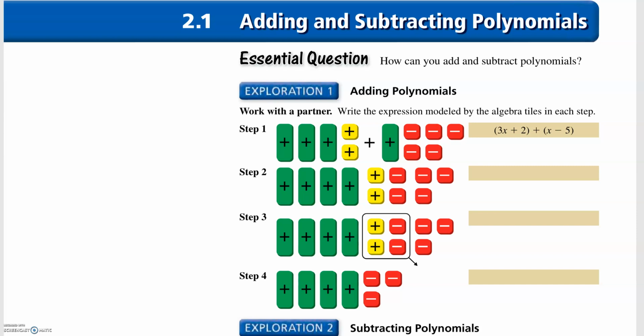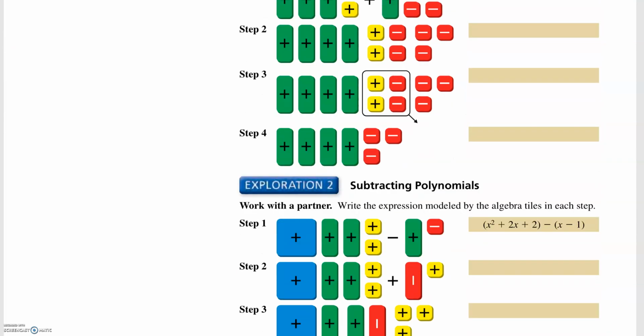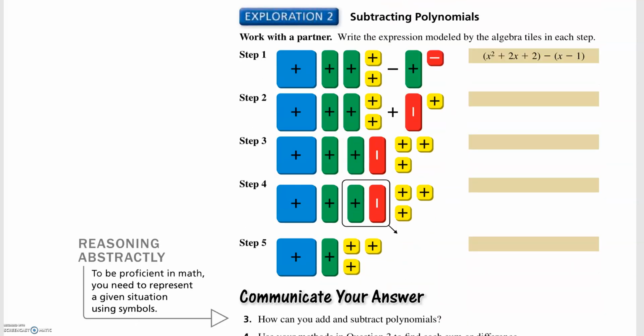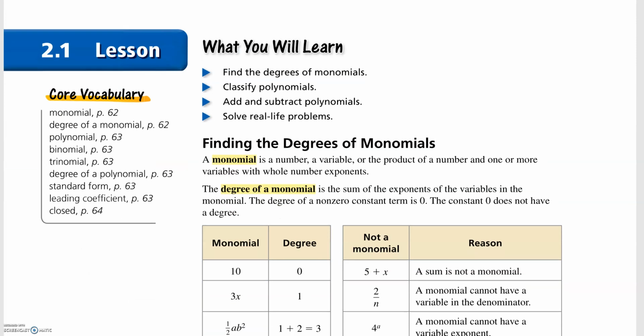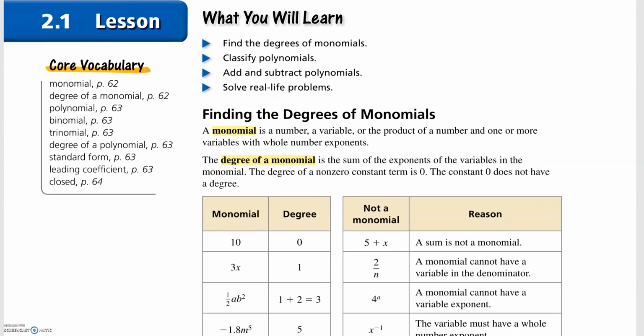All right, are you ready? We're going to start chapter 2 with some videos for section 2.1, adding and subtracting polynomials. If you're familiar with algebra tiles, I will let you go through the exploration with the algebra tiles. And I'm going to jump into the second page of the notes where we're going to talk about some vocabulary.